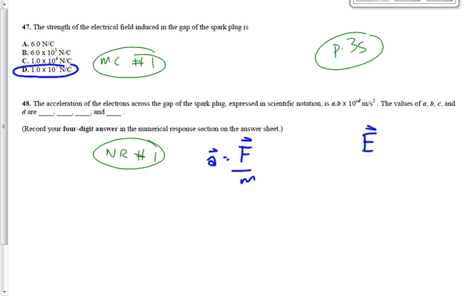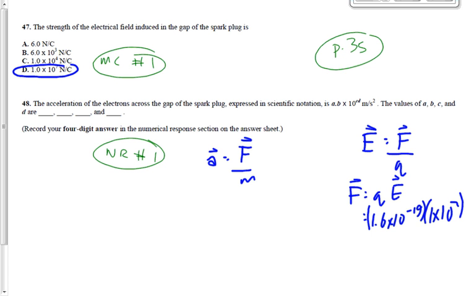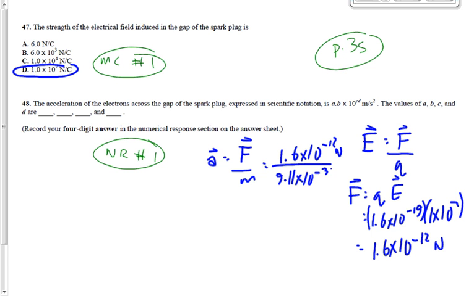So let's say the electric field experienced by the electrons is equal to F over q. Okay, we don't want to solve for F here because we have E. The electric field experienced is the same as the electric field produced by the plates. It's 1.6 times 10 to the minus 19 coulombs times the electric field of 1 times 10 to the 7. That gives me 1.6 times 10 to the minus 12 newtons, which we're promptly going to plug in here, divided by the mass of the electron. And what do we get when we do that? 1.8 times 10 to the 18.